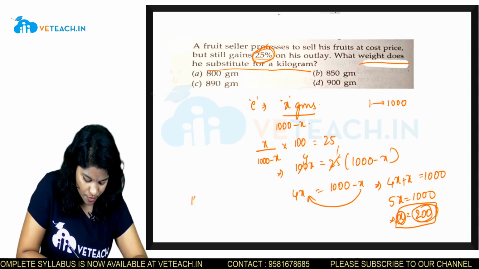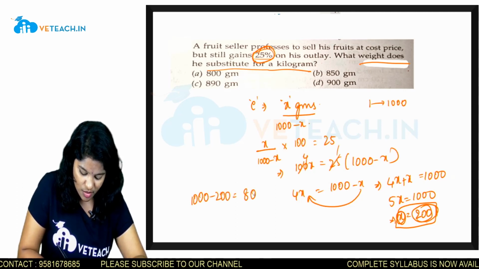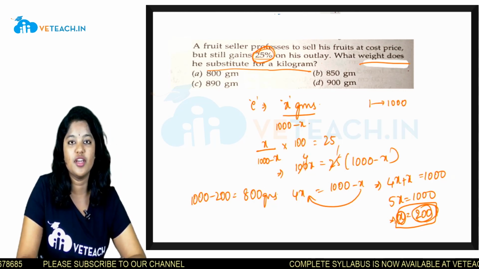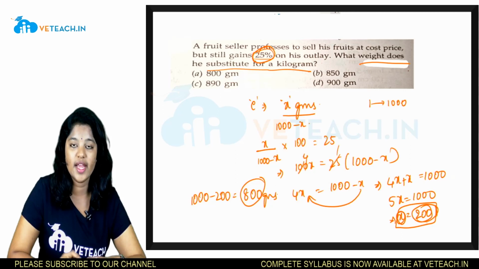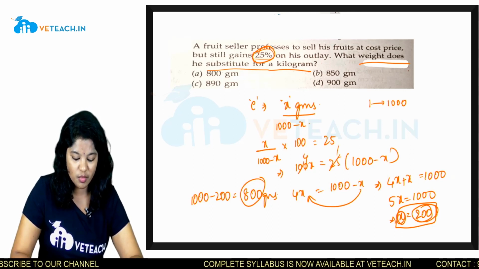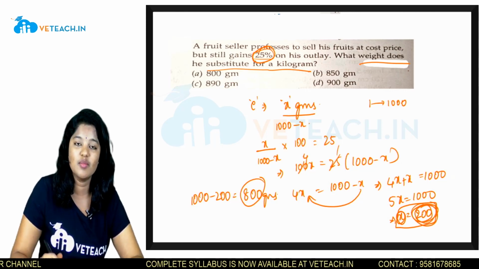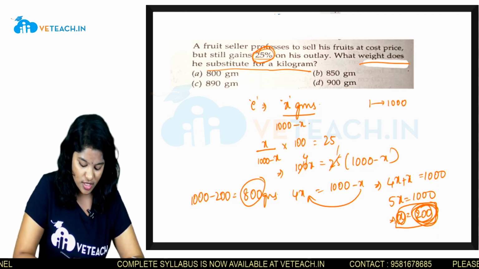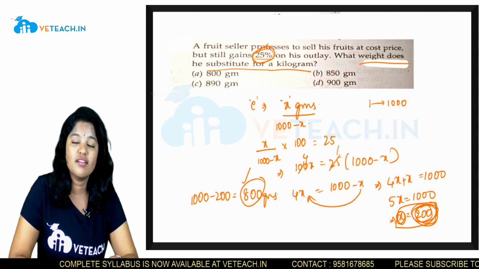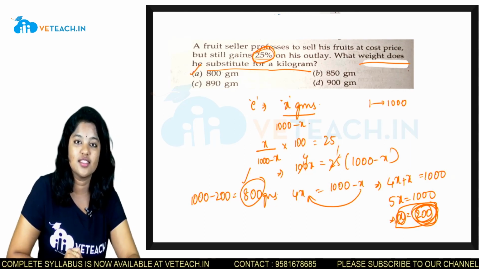Out of 1000, if we remove the 200, it is 800 grams. So 800 grams is the weight he is substituting for a kilogram. He is weighing only 800 grams, but making the buyer believe it is 1 kg. He is reducing 200 grams for every 1000 grams. So option A is our correct answer.